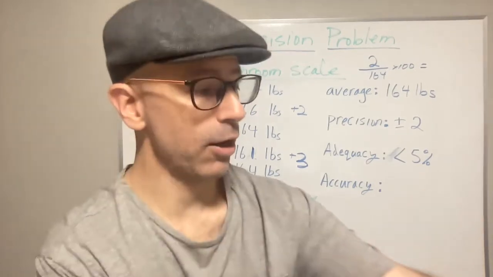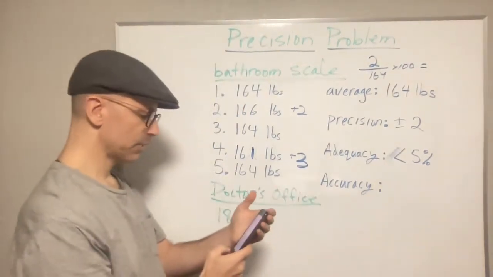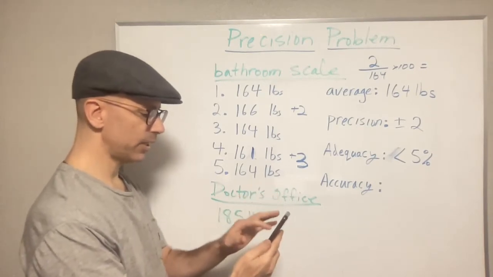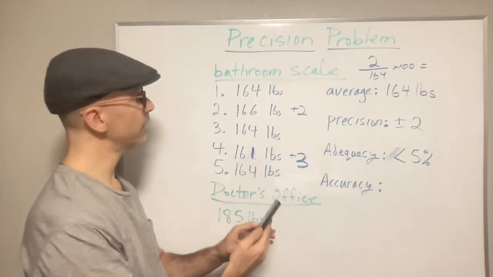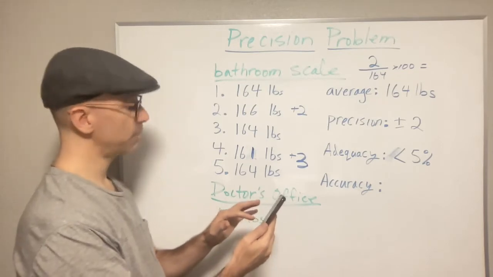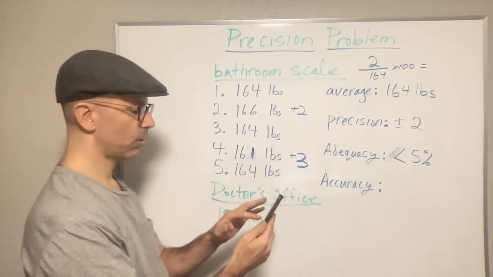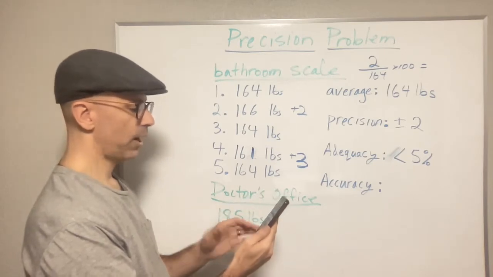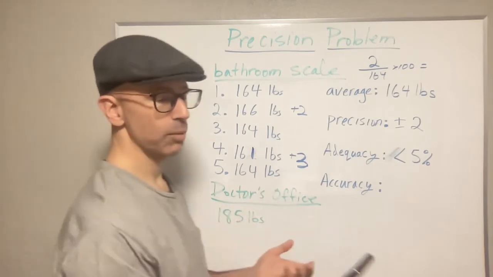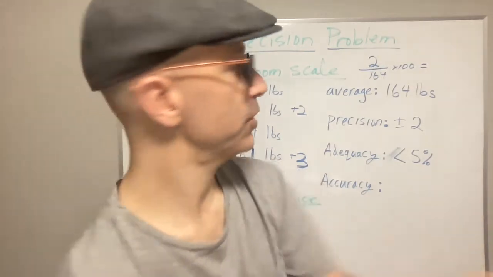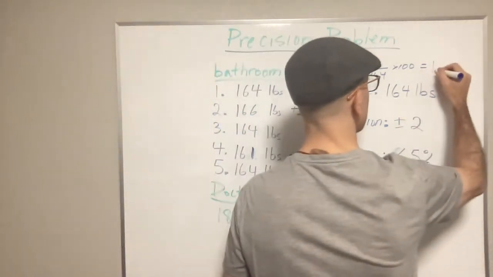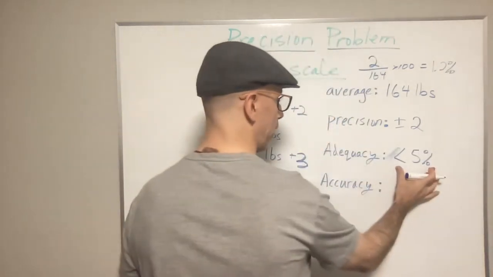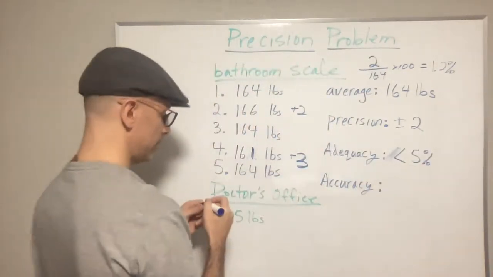So let's go ahead and calculate just for completion, because I know people out there like, calculate it. Okay. So 2 divided by 164 times 100 equals, all right, 1.2%. So it's like a 1.2%. So that's well within the range. So that would be adequate.